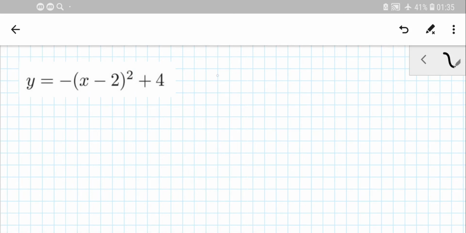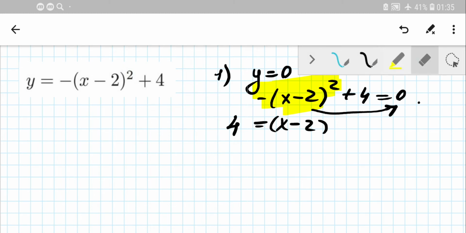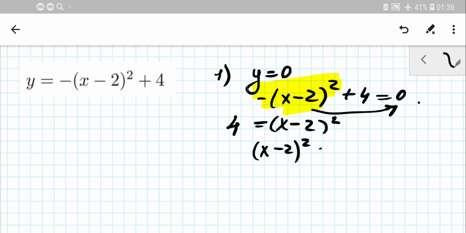So okay, we've got both intercepts, and here that's the complete vertex form. Here I'll show you how to do it. For the first one, we equate y equals 0, and in this case we'll get negative (x minus 2) squared plus 4 equals 0. From where I just transfer this to the right side because it's much better for me. So I'll get (x minus 2) squared equals 4, right? It doesn't matter on which side you put your (x minus 2) squared, so that's why it's better to swap.